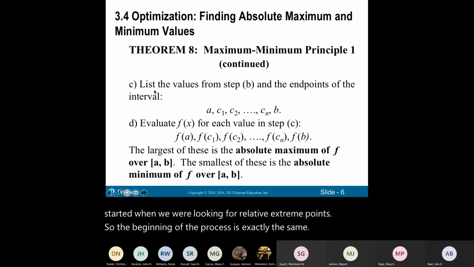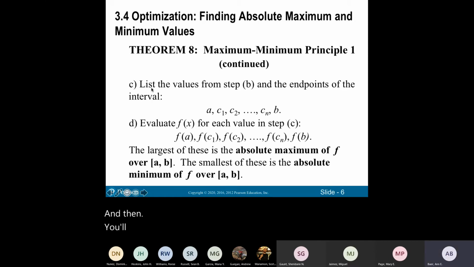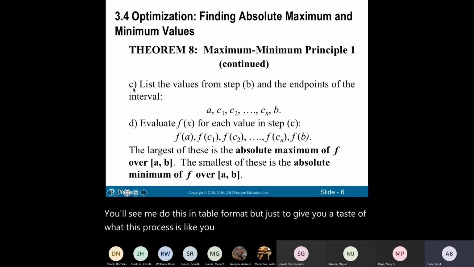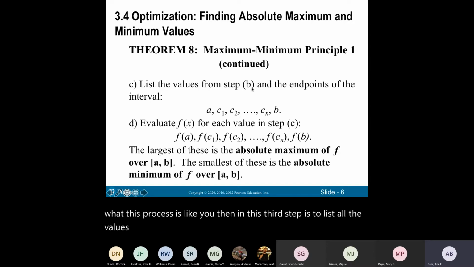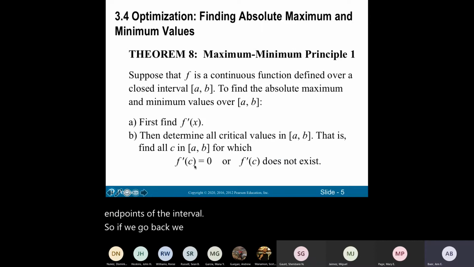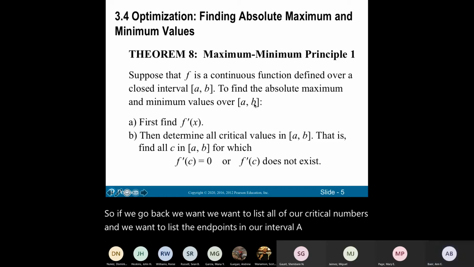And then you'll see me do this in table format, but just to give you a taste of what this process is like, the third step is to list all the values from step B, in other words, all the critical numbers and points of the interval. So if we go back, we want to list all of our critical numbers and we want to list the endpoints in our interval, A, B.